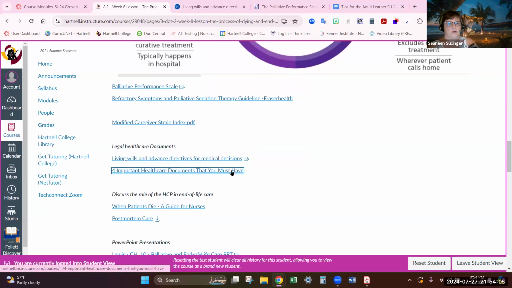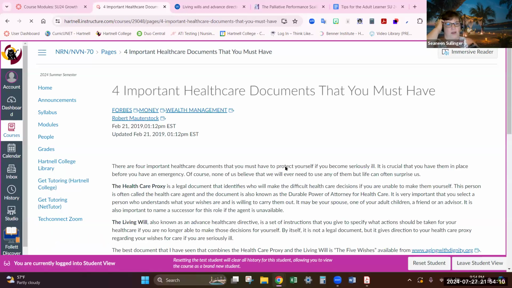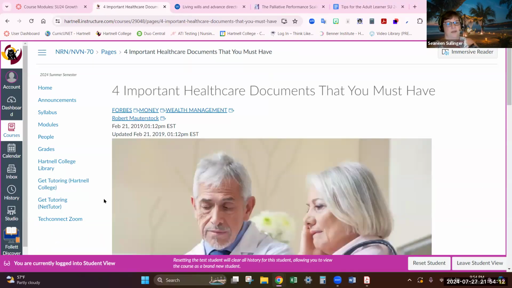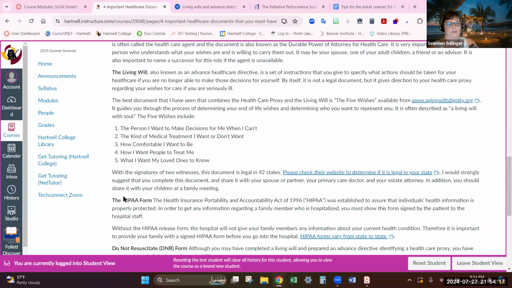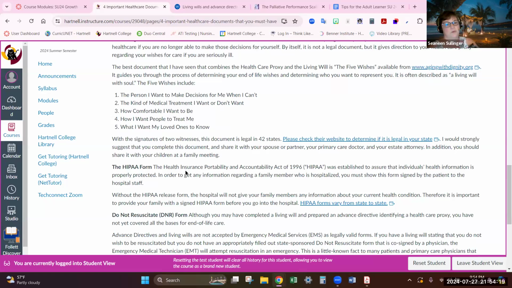And then this is just another article, important healthcare documents that you must have. It's more of a, I don't know, a couple's perspective, not necessarily professional, but it has the same kind of things. The HIPAA form they added in this one because you need to be able to say what family members they can release information to.